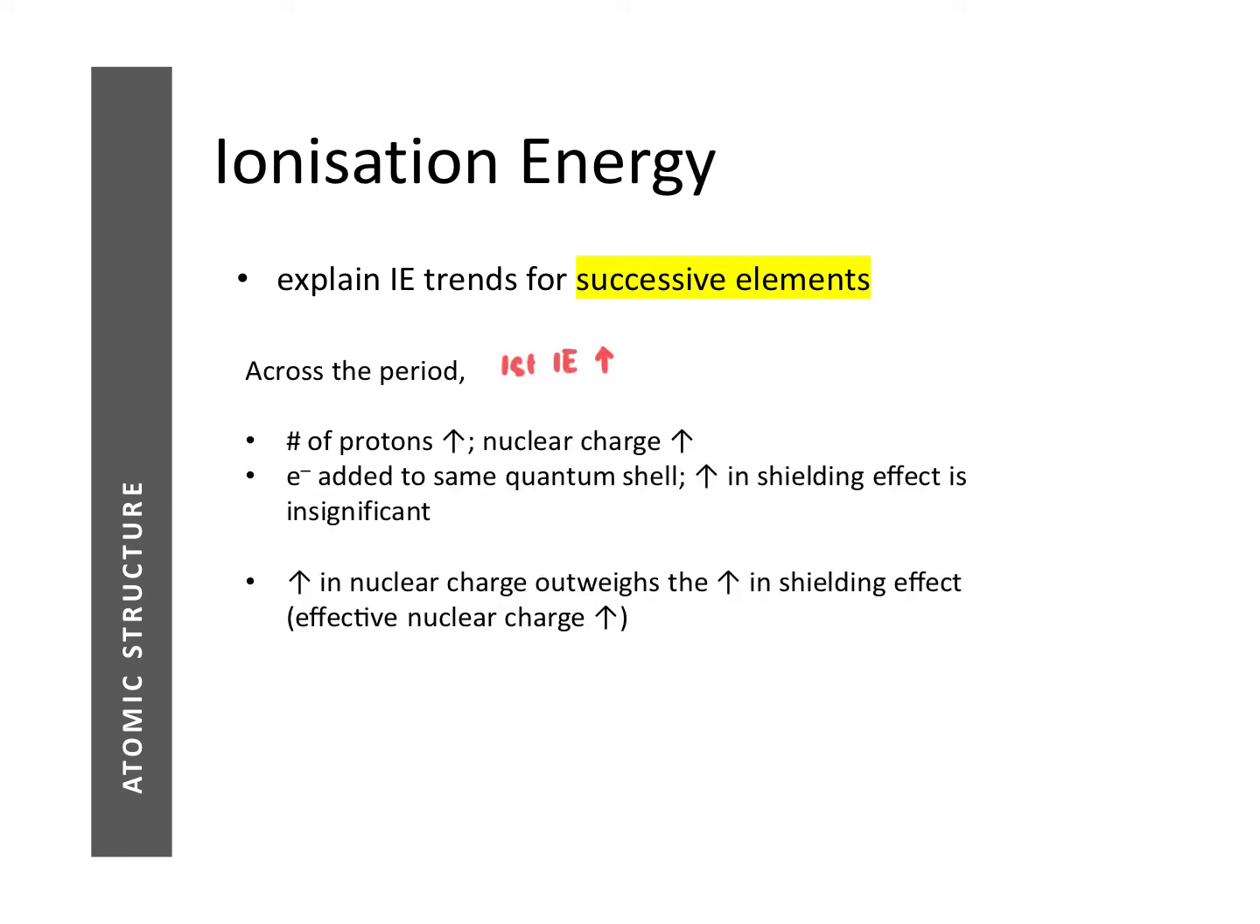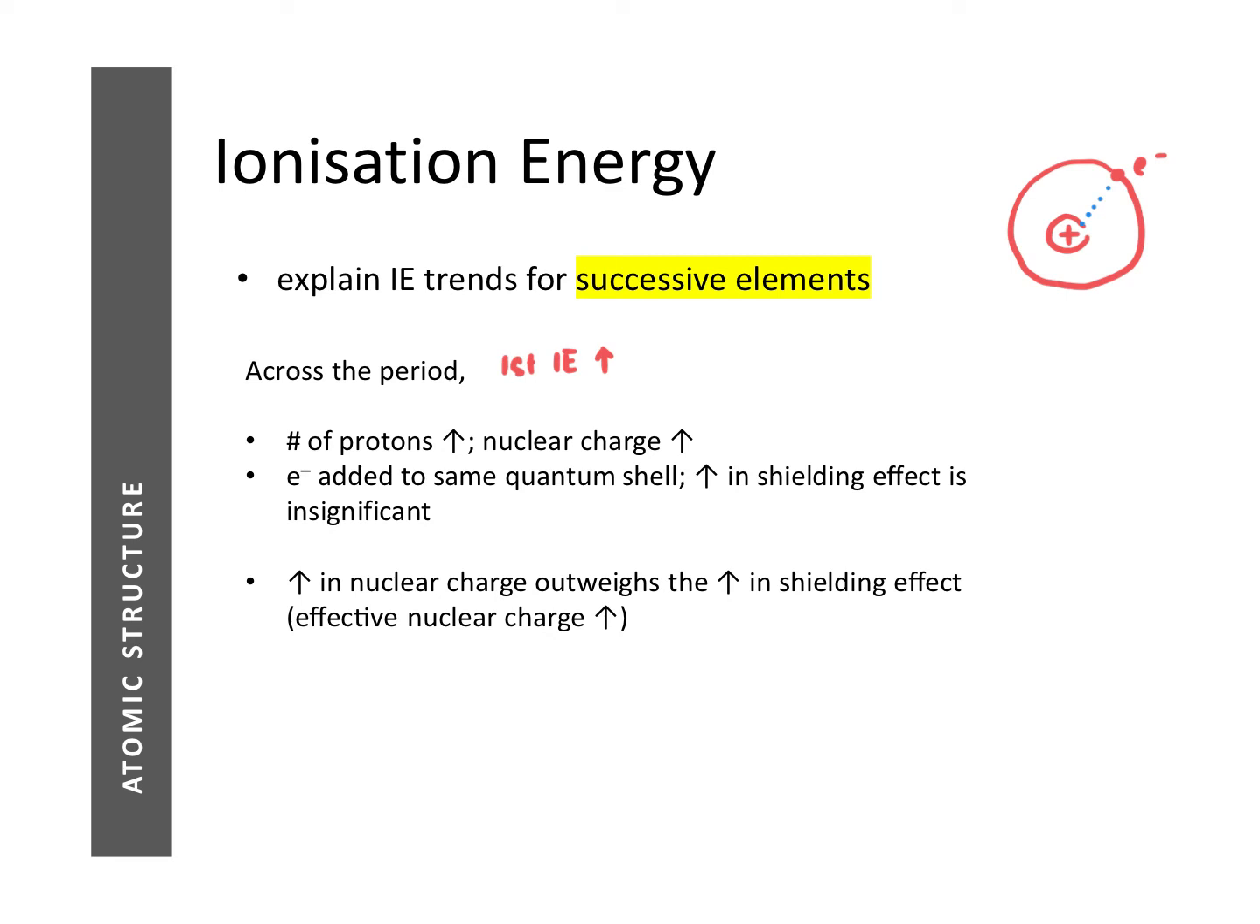The first trend that we can observe is that when we move across a period, the first ionization energy of the successive elements increases. Why is that so? We have briefly learned this in O-levels, right? We have learned that ionization energy involves removing the outermost electron. What holds the outermost electron in the atom is the electrostatic attraction between the protons in the nucleus and the electron.